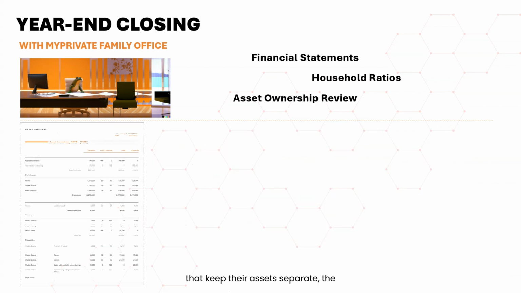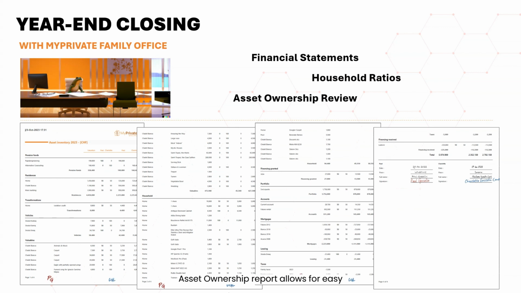For couples that keep their assets separate, the Asset Ownership Report allows for easy review of the distribution of assets and liabilities between the two partners. This document can be printed and signed if needed.